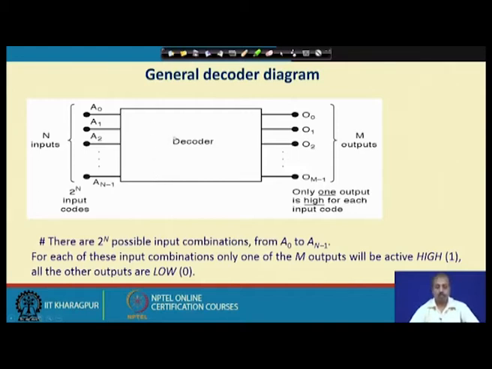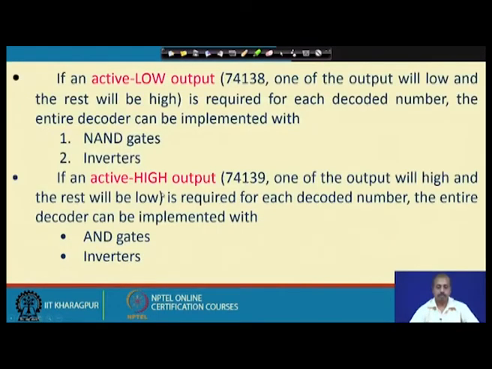We represent it by a square like this. As I said, there can be 2 variants of the decoder. One is the active low output decoder, where whichever output is active will be 0 and the rest will be 1, and the other category is the active high output decoder, where the active output will be 1 and the rest will be 0.